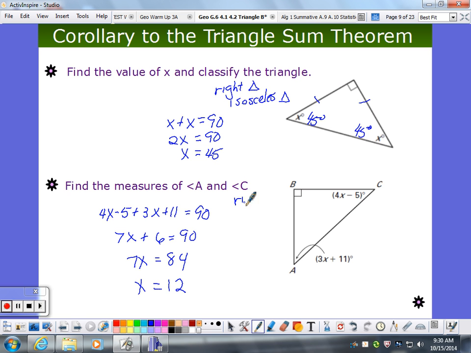So I'll classify the triangle. I know it's a right triangle. And I went ahead and substituted in those x's. So 3 times 12 is 36. 36 plus 11, that makes this one 47 degrees. And 4 times 12 is 48. 48 minus 5, I think that's 43 degrees. Hopefully these add up to 90. I just like doing those mini checks. It does. Anything I can say about this one? What do you think about that?